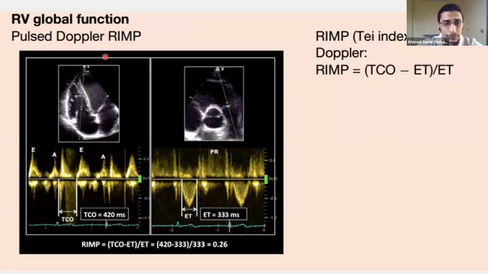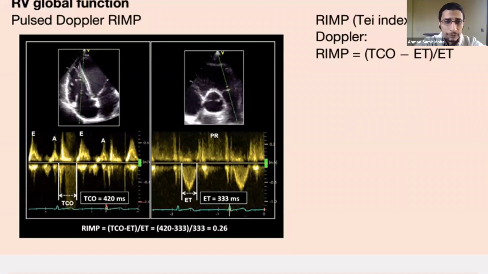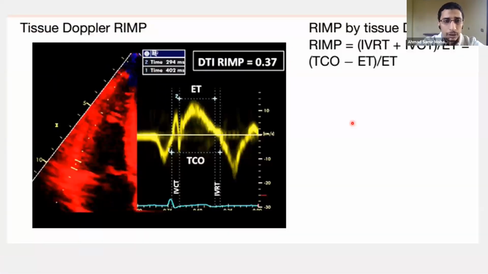Now we have the RIMP, or the right ventricular index for myocardial performance. Previously, it was assessed by using the pulsed wave Doppler. However, there was a huge limitation for this because we take two different cycles at two different views to get the tricuspid continuous wave at a plane and the pulmonary continuous wave at a different plane. However, lately it has become mostly replaced by the RIMP that is assessed by the tissue Doppler, because we can get the whole information from a single view, from a single cardiac cycle in a single point of examination.